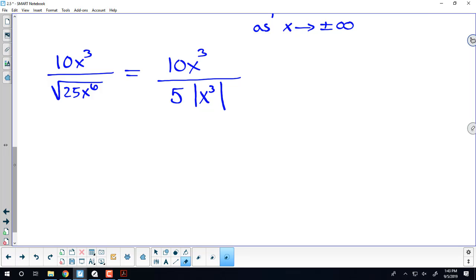So the limit at infinity, positive or negative, simplifies to this right here. Again, we're just looking at leading term over leading term. Is everyone okay with where we're at?